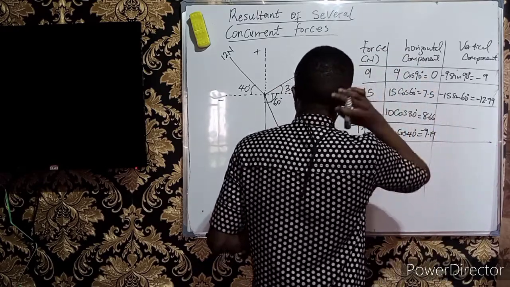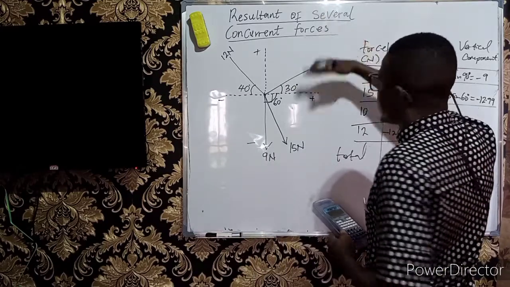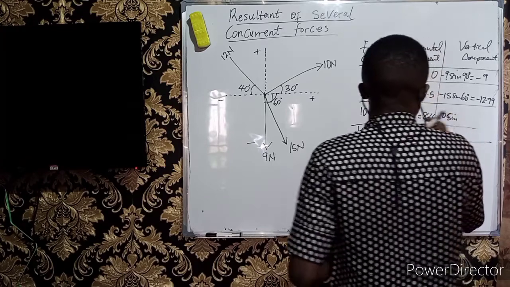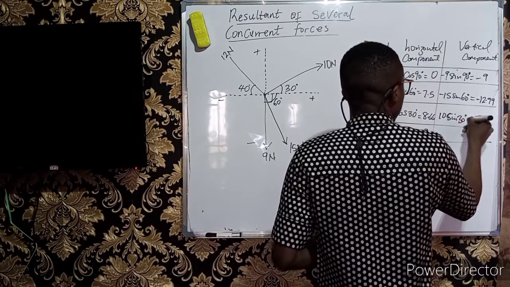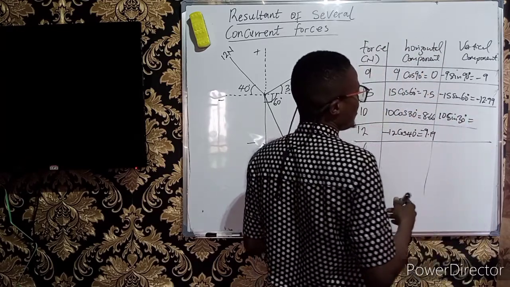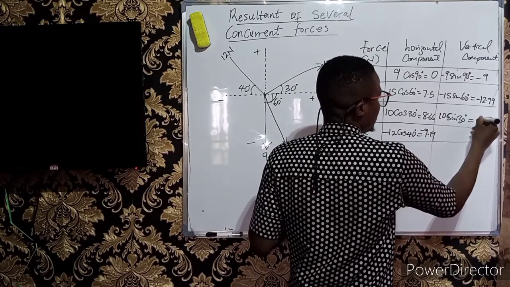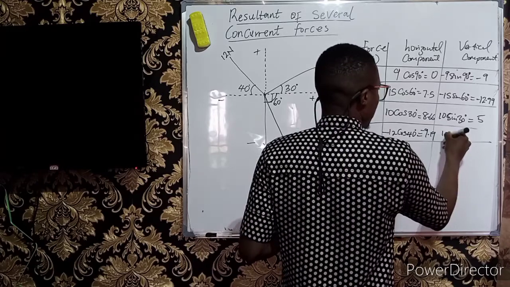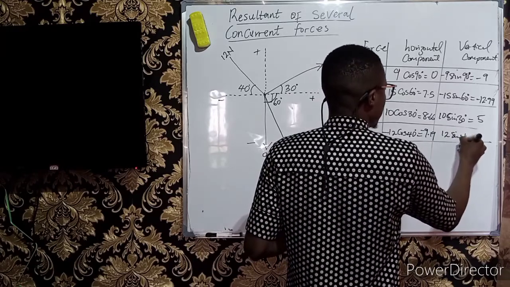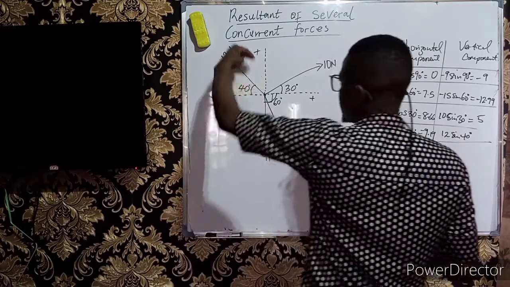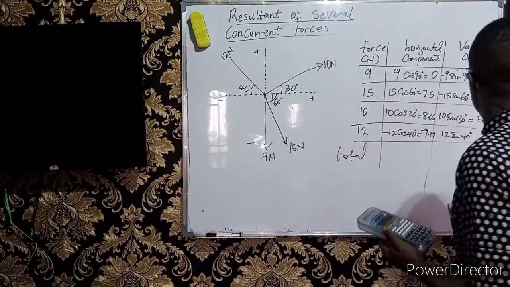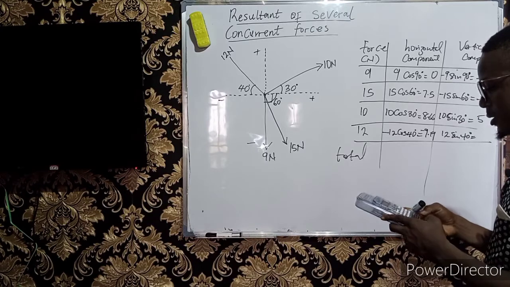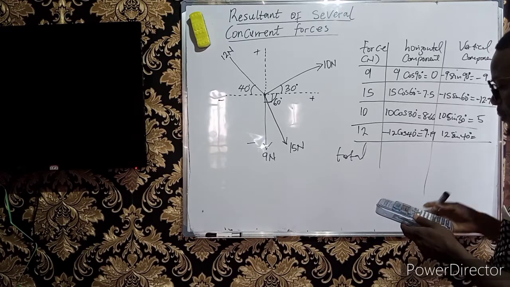The next one is 10. The 10 is up, so it's positive. Positive. So I have 10 sine 30 degrees. Sine 30 is a half, and half times 10 should be 5. The next force is 12 sine 40 degrees. 12 is still positive, so it is plus. So 12 sine 40 will give us 7.71.